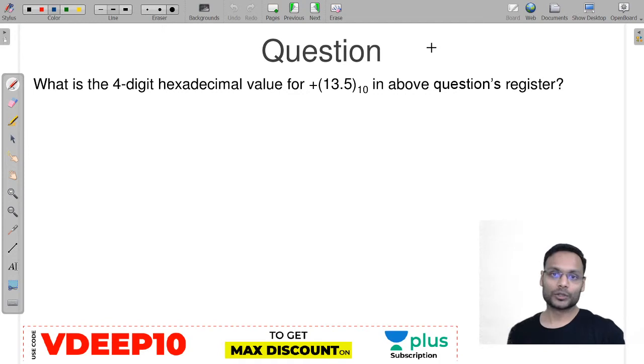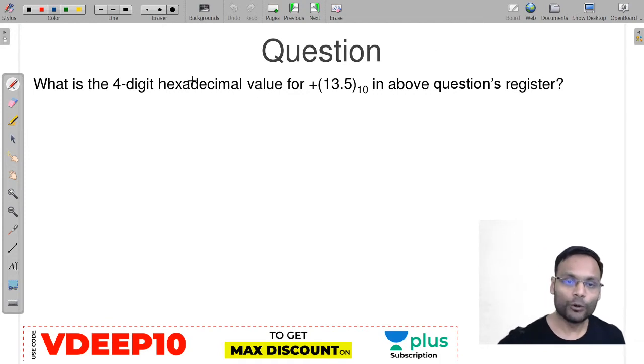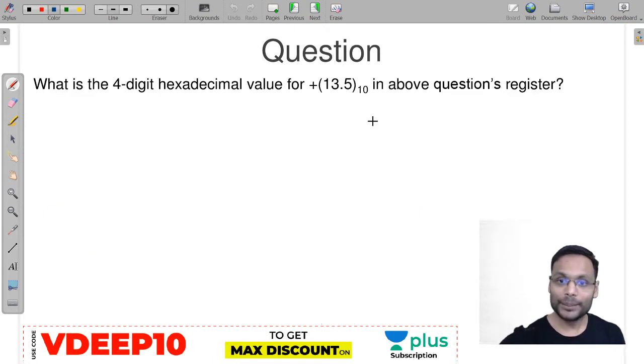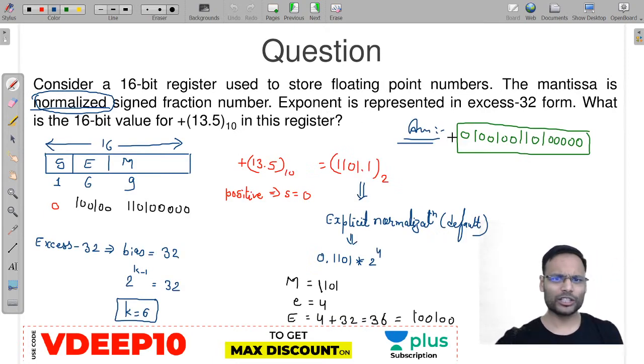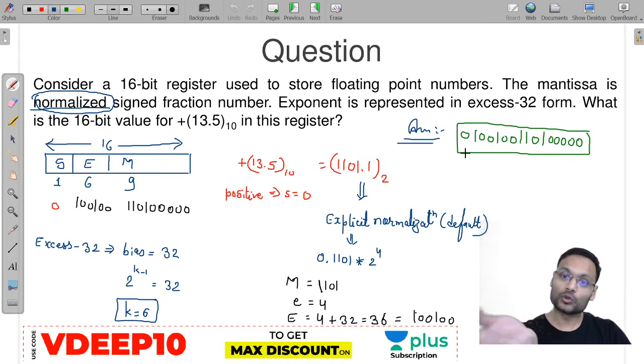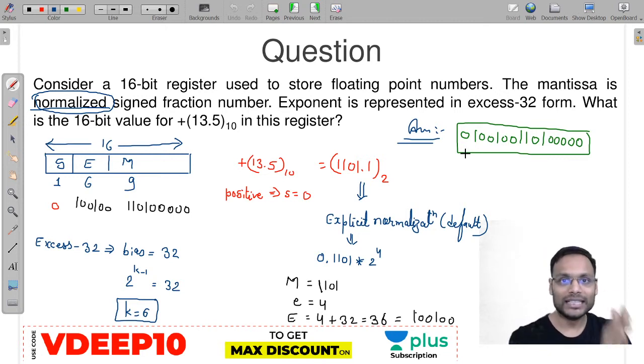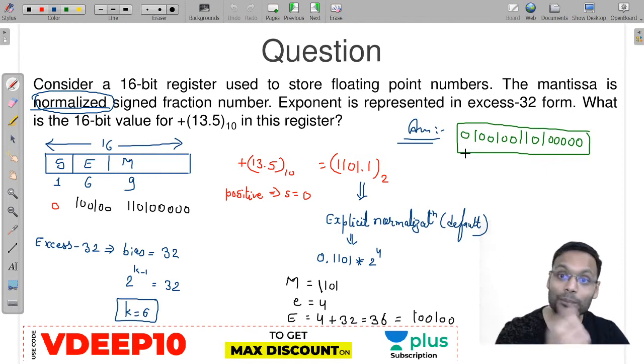Let's see another question. Okay, question is: 4-digit hexadecimal value for same 13.5. अभी देखो, most of the questions will be asked like this: final result they will not ask in binary, they will ask कि इसको हेक्सा में कन्वर्ट कर दो. 16-bit बाइनरी you can convert into 4-digit hexa. Yes, 1-digit hexadecimal is equal to 4-bit का बाइनरी, आपको पता है.